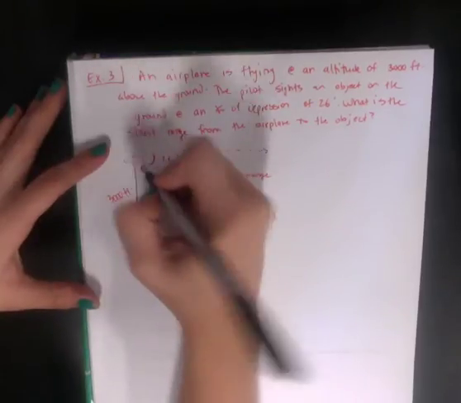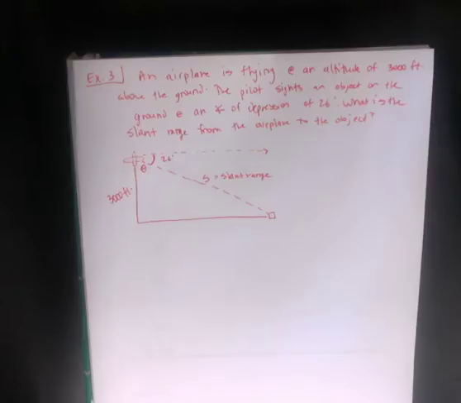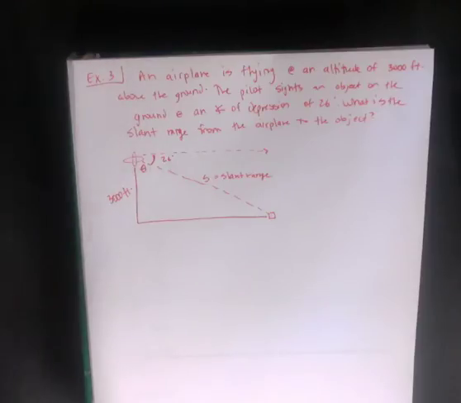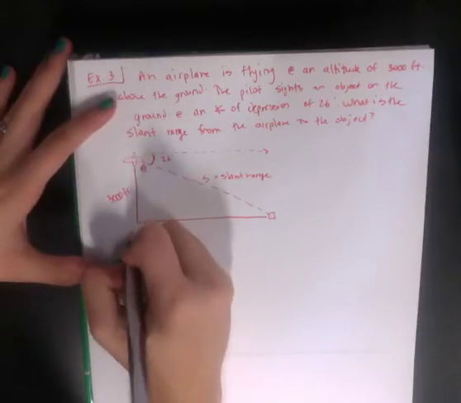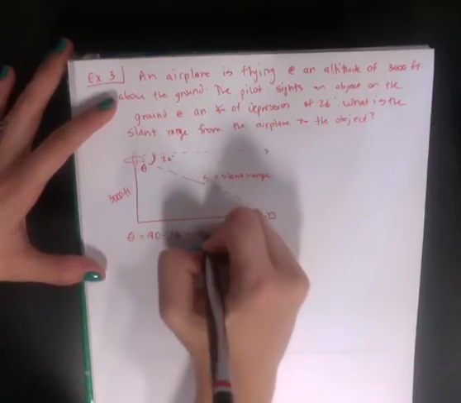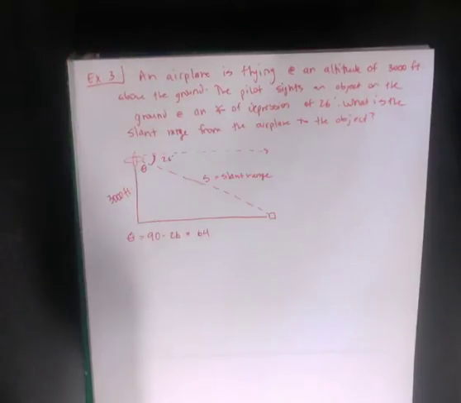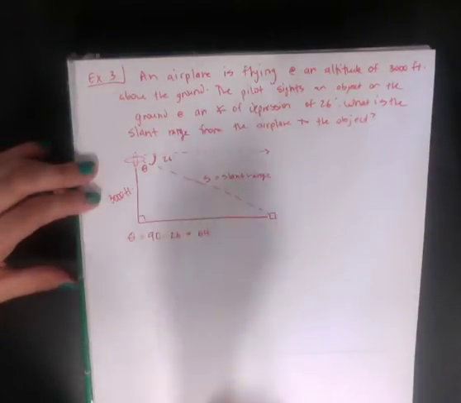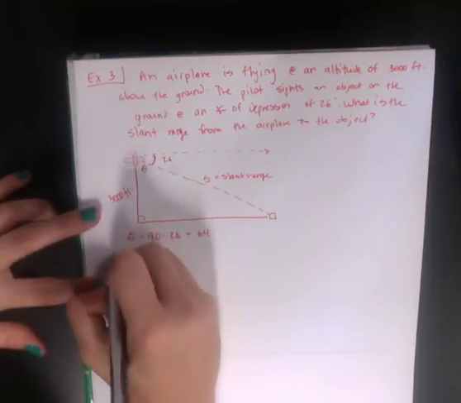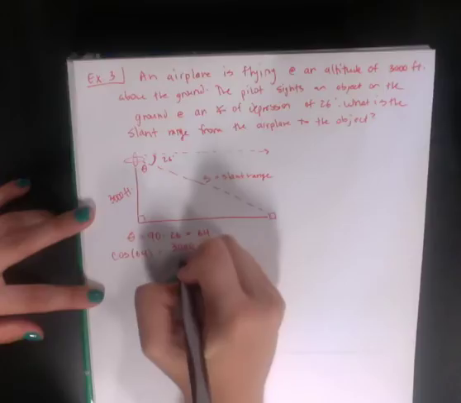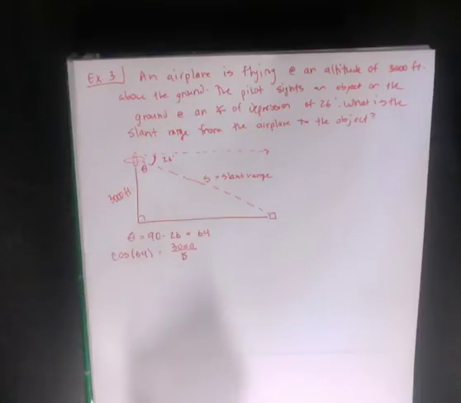We want this angle to be able to find my slant range. So all I do is theta is 90 minus 26, which gives me that theta is 64. Then I have the adjacent. I want the hypotenuse. So I can say the cosine of 64 is adjacent over my s.